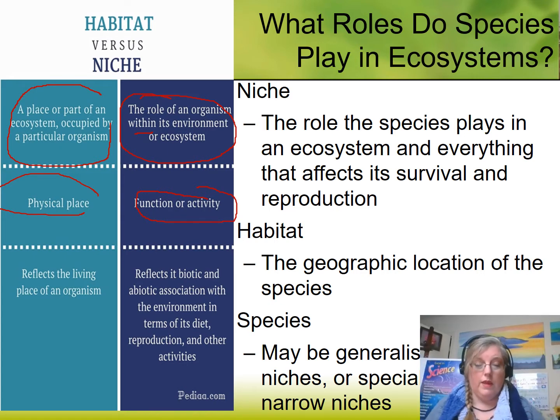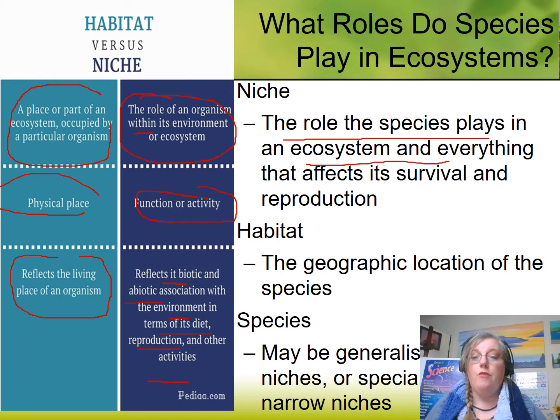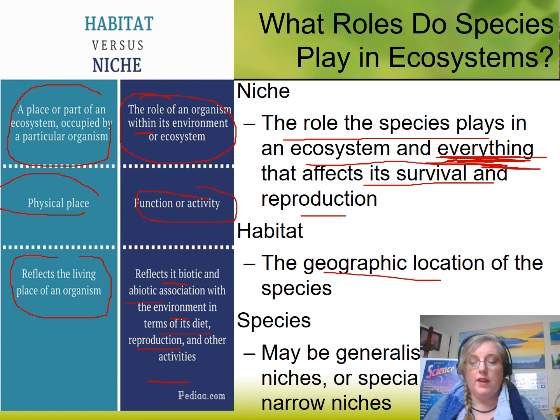Don't kill me, English majors. Habitat also reflects just the living place, and niche is the biotic and abiotic association. Remember living versus non-living, you remember what abiotic and biotic is, in terms of its diet, its reproduction, and all of its other activities. So niche is much, much bigger. It's the role the organism plays, everything that affects its survival and reproduction. Habitat, geographic location. Nothing fancier than that. And then of course we're going to get to the specialist and generalist.